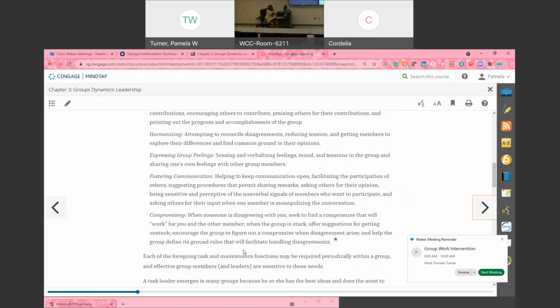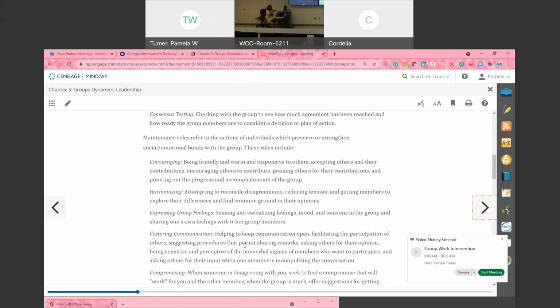My maintenance roles, of course, are maintaining the stability of the group, maintaining the routine of the group. So encouraging, being friendly and warm and responsive. Harmonizing, harmony. So harmonizing is kind of getting everybody back on the same page. So Bob, I hear that you disagree with what Bill is saying, but can you at least understand what Bill is saying? I'm trying to create harmony in the group.